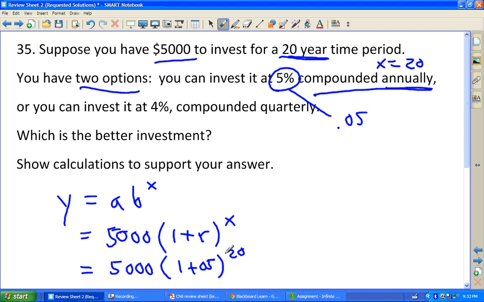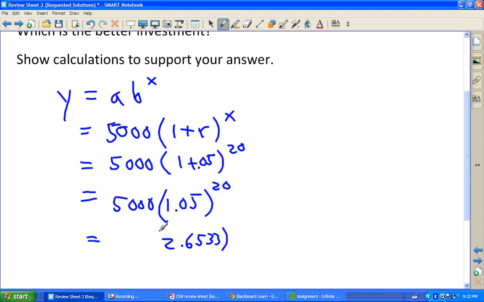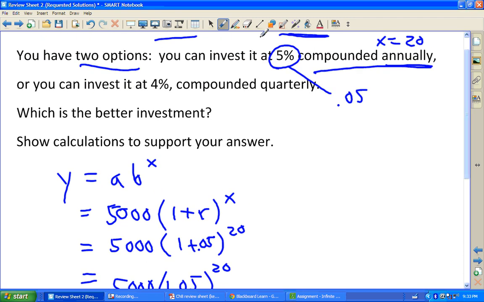Okay, so here my first investment option is going to be the same as 1.05 to the 20th power times 5 grand. 1.05 to the 20th power turns out to be 2.6533. When you multiply that by $5,000, this means that this investment option will give you $13,266 by the end of 20 years. That's option 1. Let's keep that in mind here.